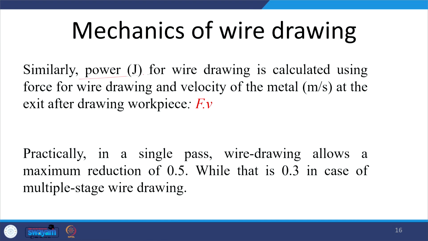Now, if we know the force and we know the drawing speed, then these two can be used for determining the power required for wire drawing. Practically in a single pass, wire drawing allows the maximum reduction of 0.5, but practically it is the 0.3 value which is used for wire drawing in multiple stages.